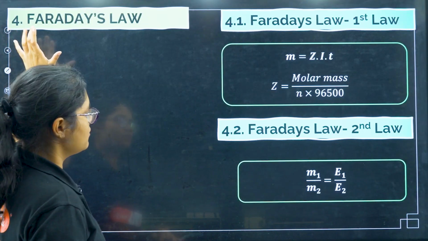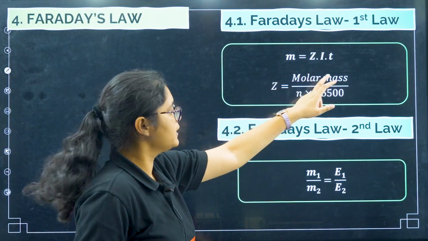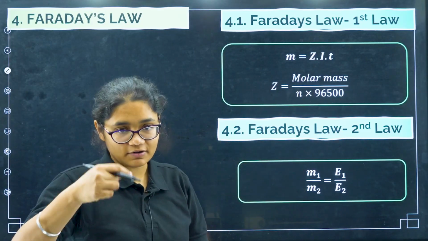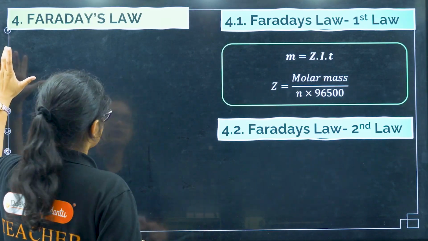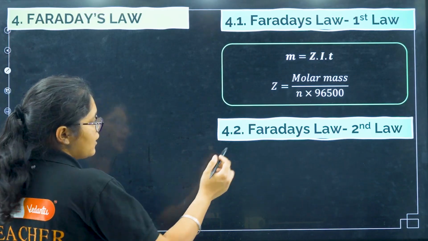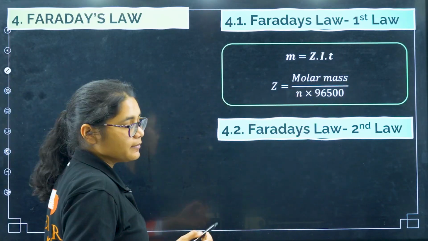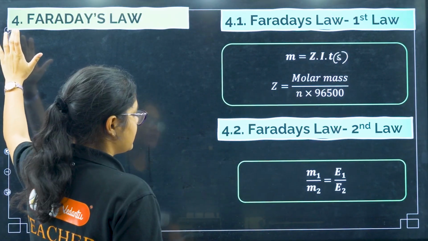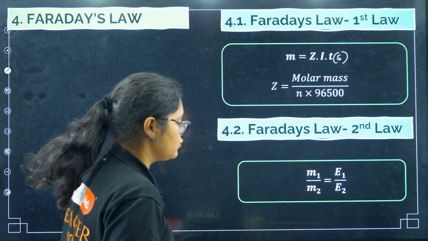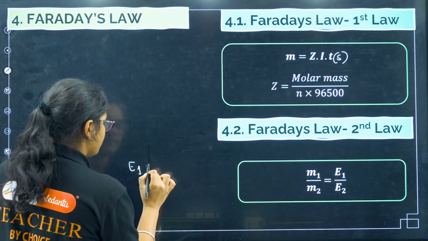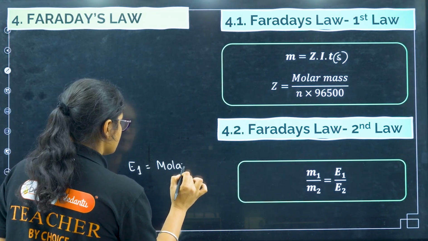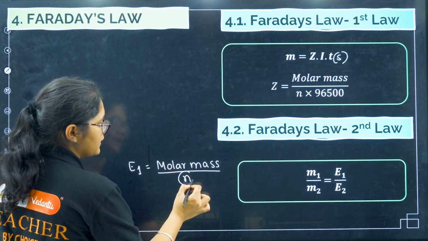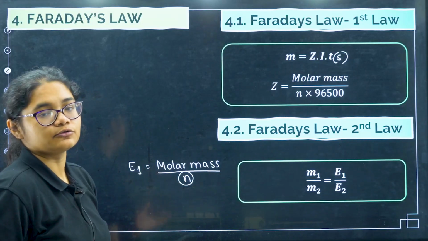Next we have Faraday's first law and second law. So M is equal to Z into I into t. Z is your molar mass divided by n into 96500. Again n is the number of electrons that is used. Here I is your current and t is your time, and remember time here should always be in seconds. Next, Faraday's second law, M1 by M2 is equal to E1 by E2, where E1 is your equivalent weight, and that is equal to molar mass by n factor. Molar mass divided by n, and again here n is the number of electrons that you should be taking.